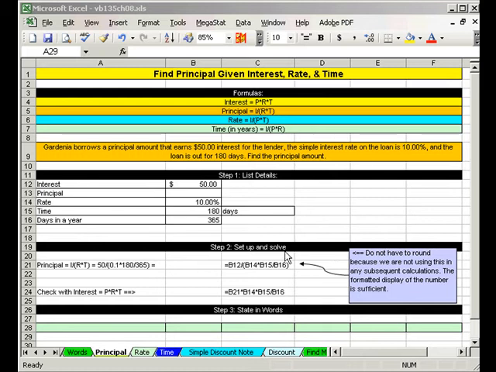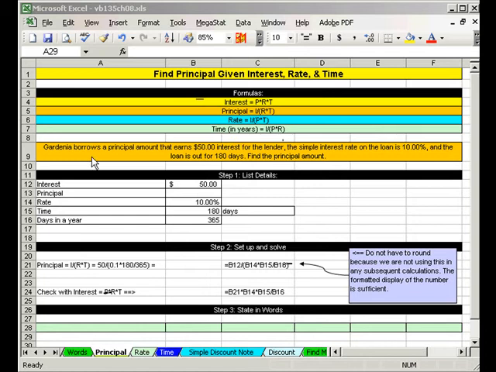Hey, we're in Chapter 8 talking about simple interest. And here, we're in the sheet tab called Principal. We're going to find principal given interest, rate, and time. And here are our formulas. On each one of these sheet tabs, I put all the formulas. Interest, there it is. And from this formula, you can create each one of these: principal, rate, and time.